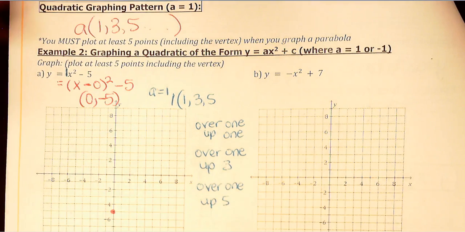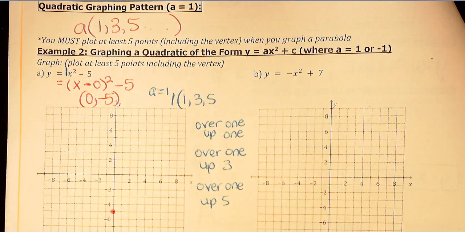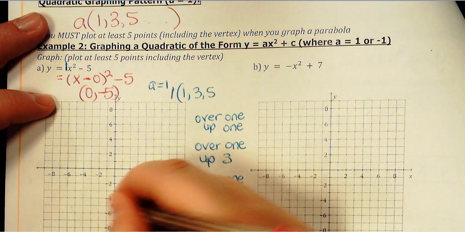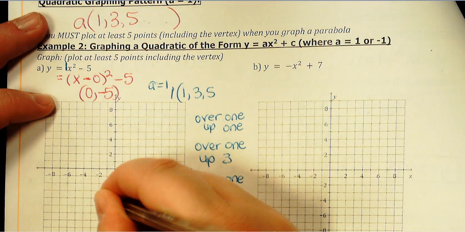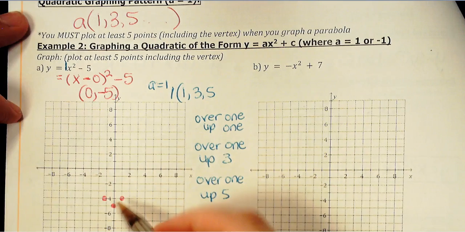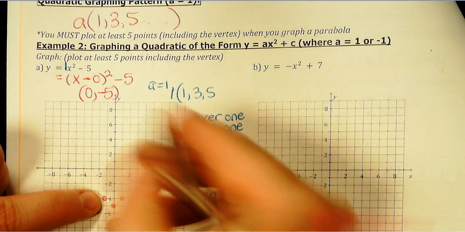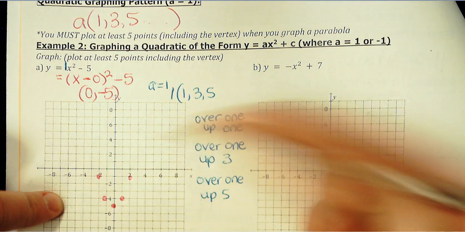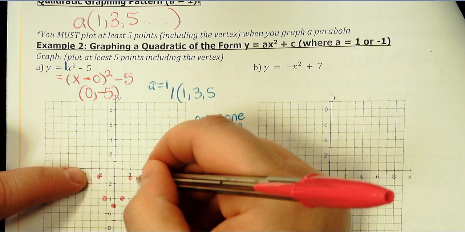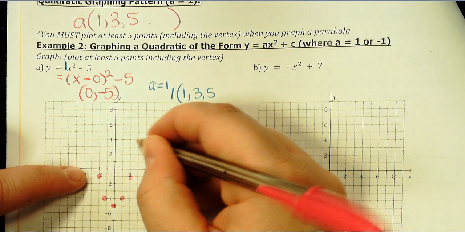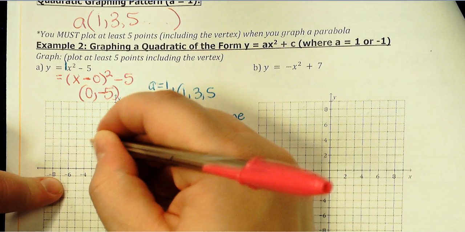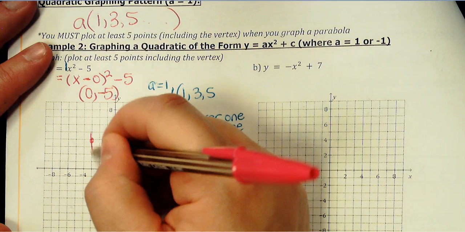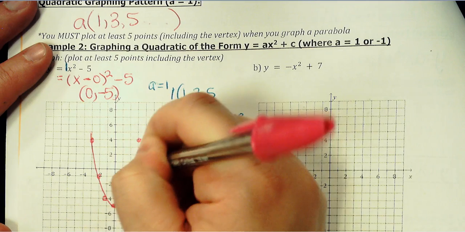Always over 1, and when I say over 1, you actually do that on both sides of the vertex. So here, I'm going to go over 1, up 1 on either side. Plot that point. Now, from that point, you just put over 1, up 3 on either side. And then same thing, over 1, up 5, and then we've got a really good idea of our graph. Now, sometimes you can fit more points on, sometimes not. It just kind of depends on the question.